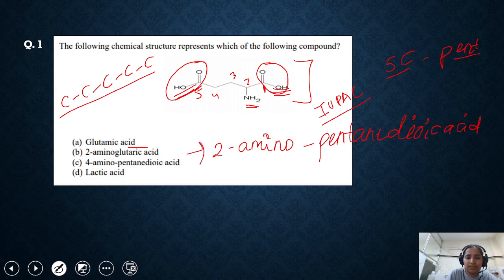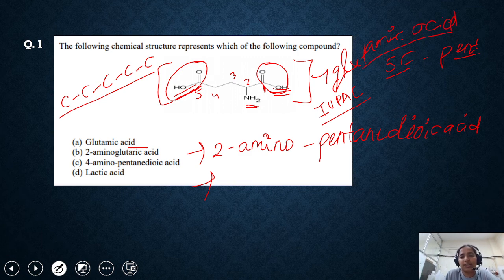Okay, this is the very first name using IUPAC when you don't know the general name of the compound. Then the general name of this compound is glutamic acid, because this is a very common compound. A few compounds are named differently apart from IUPAC so that they are easy to remember. So this is also glutamic acid.